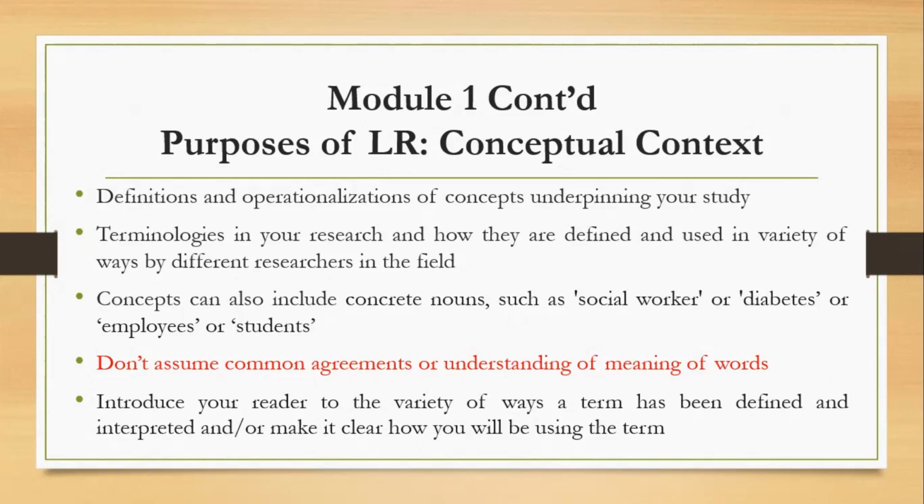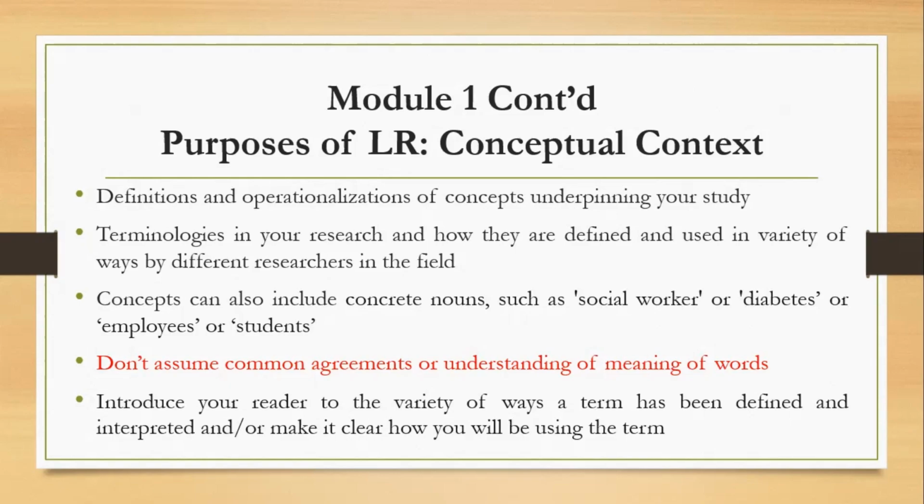What are the different ways that these things are being defined? And the concepts can also be even now. So for instance, if you are doing research and you say you are using social workers, who is a social worker? If you're doing research and you say you are researching diabetes, diabetes is a concept. How are these concepts defined?